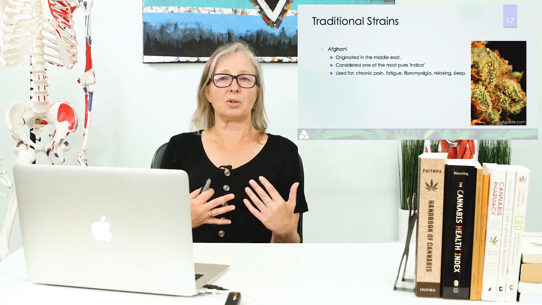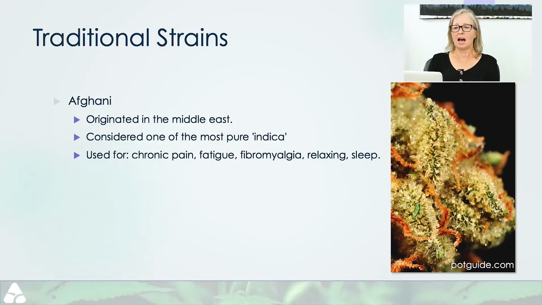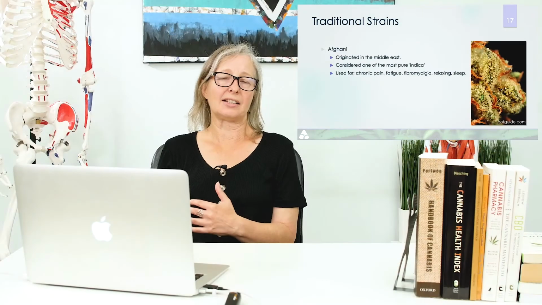Afghani strains, of course, originated in the Middle East. This one is kind of opposite of Acapulco Gold. It's considered very indica dominant, or more pure on the indica side of things. As we just learned about indica, we're going to use that for relaxing the muscles, to help with chronic pain, to help with fatigue, because it's going to help you sleep a lot better, help with relaxation, fibromyalgia, those kinds of autoimmune issues this might work really well for. And it's a very relaxing strain as well.